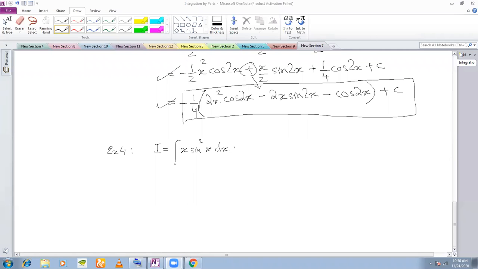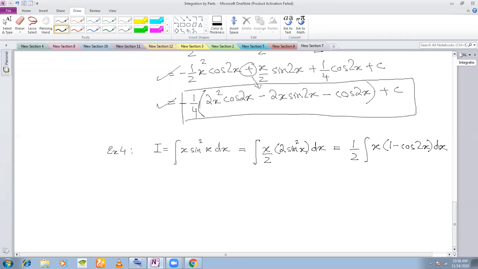So the integration here is x sine square x. So you see a sine square, you convert that to power 1 by taking the multiple angle formula. So you have integral x by 2, you write this as 2 sine square x dx. And now what you can do is you can take half out, it will be x, and sine square x you can write as 1 minus cos 2x dx. So now this is half, you separate.